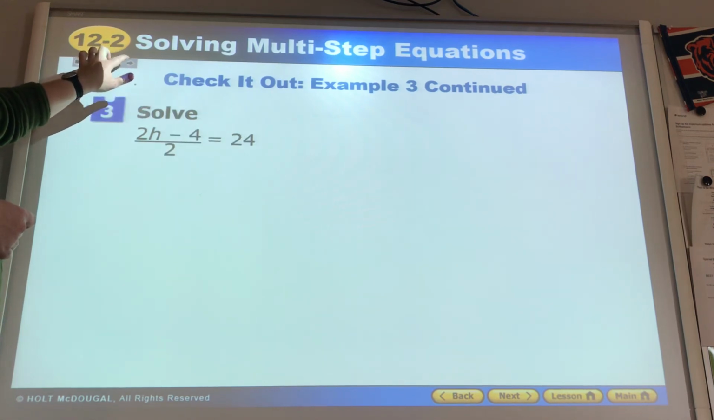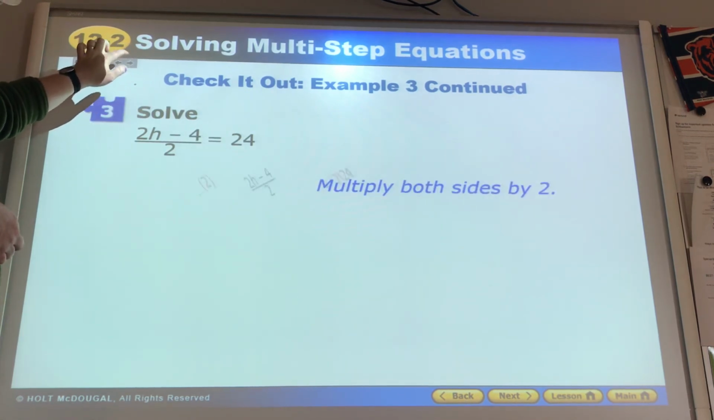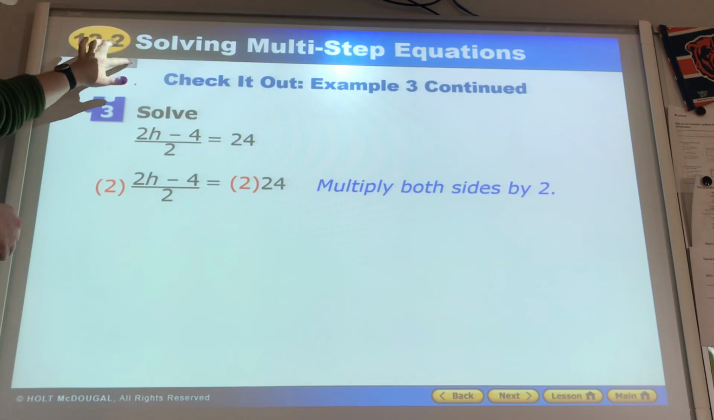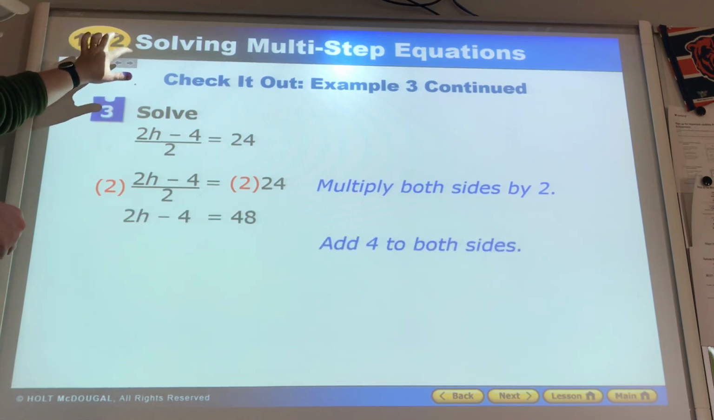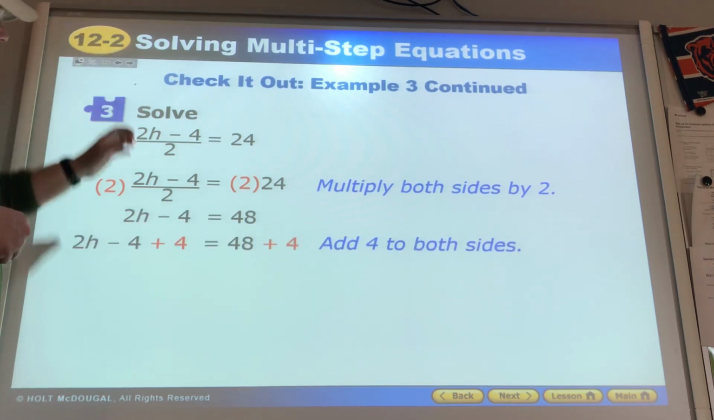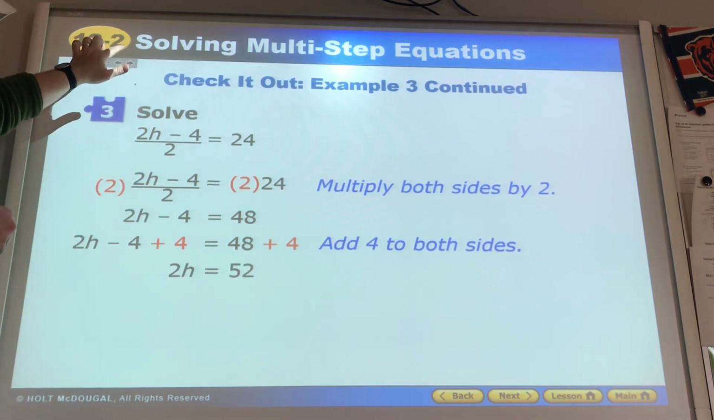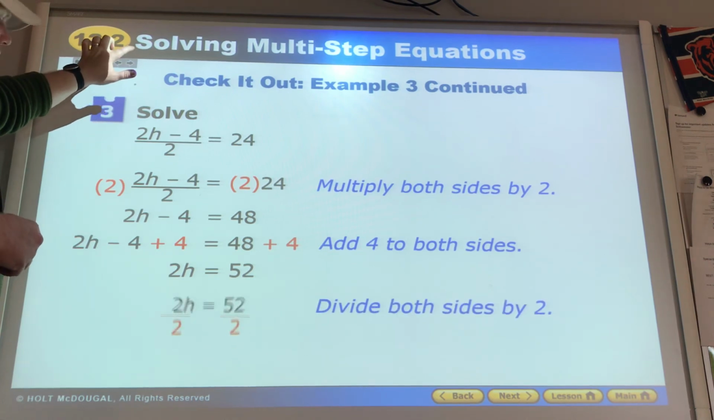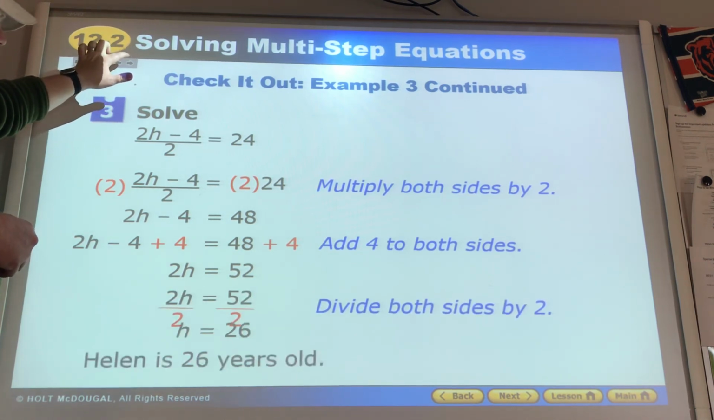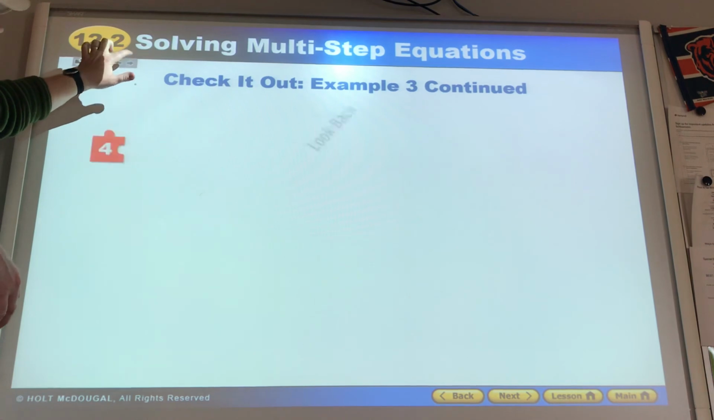All right, so multiply both sides by 2. We did write that down, yay. All right, there. Then we're going to add 4 because we want to get rid of the addition and subtraction first. I don't like the way they wrote it there. Then 2h equals 52. Divide by that. So Helen's age is 26 years old.